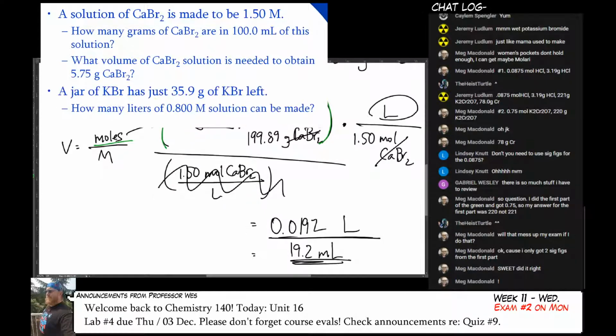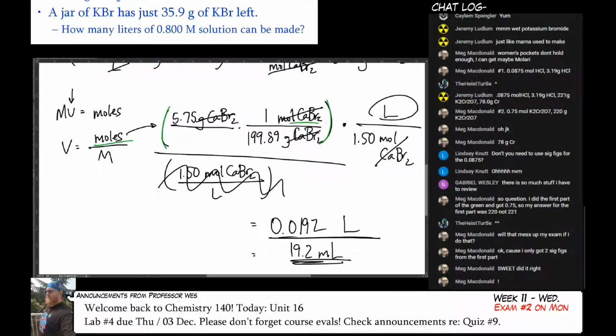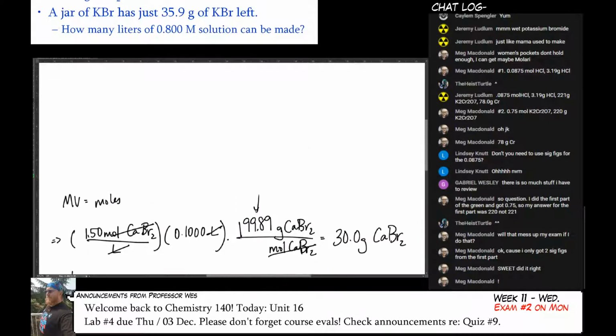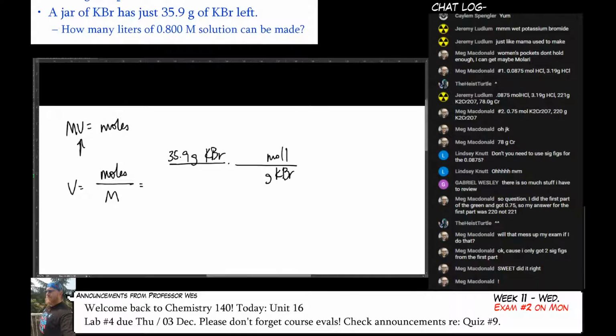All right, last two problems, or the last one problem here. A jar of KBr has 35.9 grams left. How many... Oops, I got to go back up here. How many liters of 0.8 molar solutions can be made? So again, MV equals moles. Again, we're solving for V. So how many moles can I make? Well, that would be 35.9 grams KBr times grams KBr, mole KBr. So these cancel, leaving me with moles.